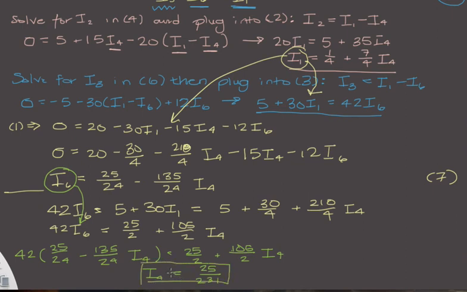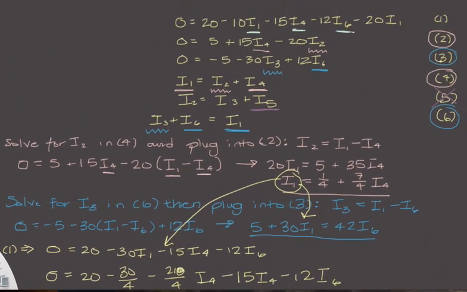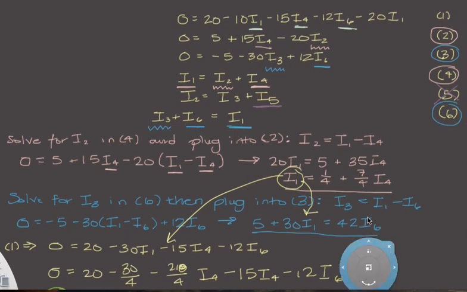Now that I have that, I can plug this into this equation, figure out what my I6 is. I can plug it into this equation, figure out what my I1 is. Then I can go all the way back to equation 1, because I have my I4, my I6, my I1 at this point. I can solve for all of the unknowns, and then we're done. We have solved the entire system.